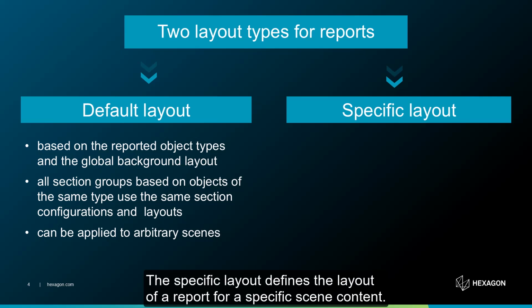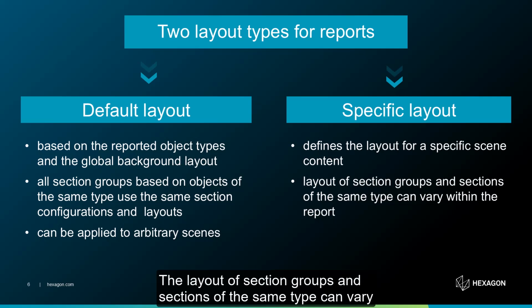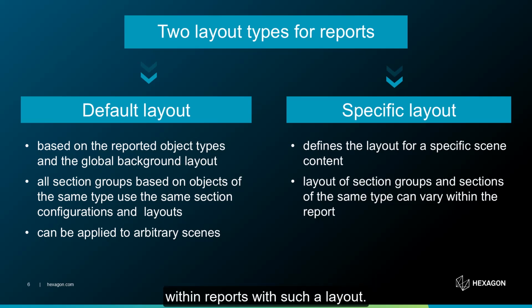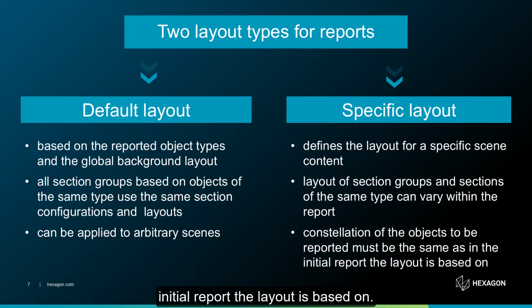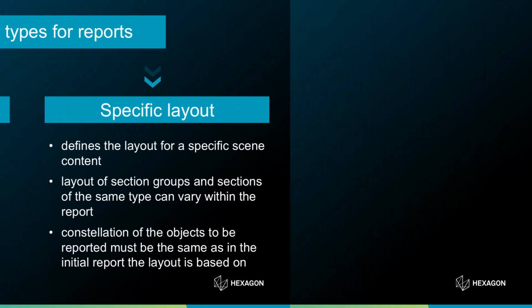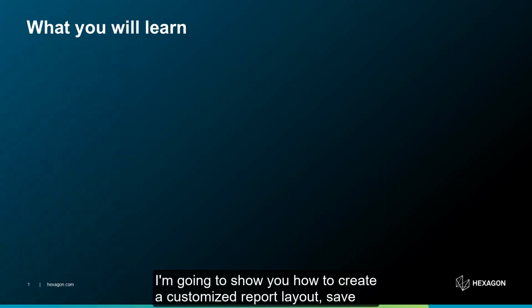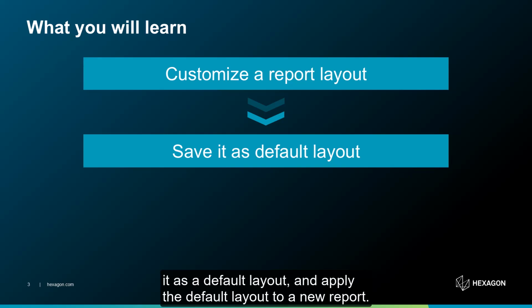The specific layout defines the layout of a report for a specific scene content. The layout of section groups and sections of the same type can vary within reports with such a layout. The constellation of the objects to be reported must be the same as in the initial report the layout is based on. This tutorial is about the custom default layout. I'm going to show you how to create a customized report layout, save it as a default layout, and apply the default layout to a new report.